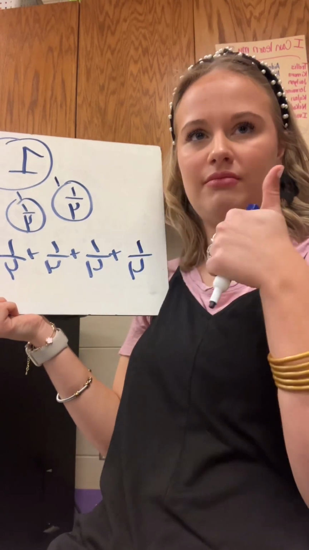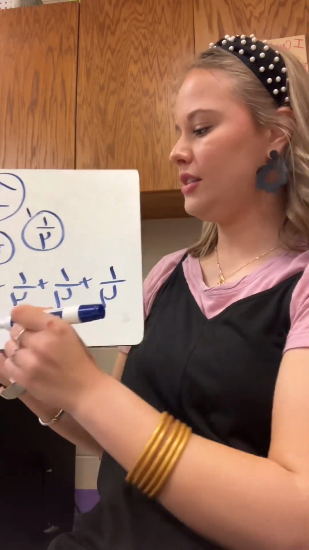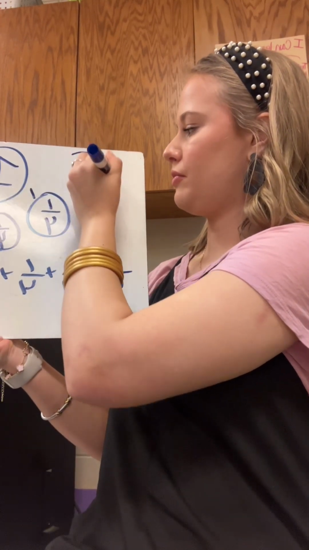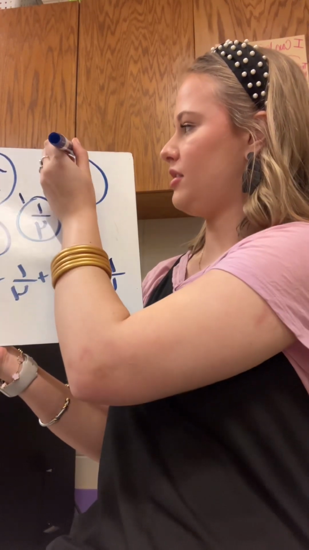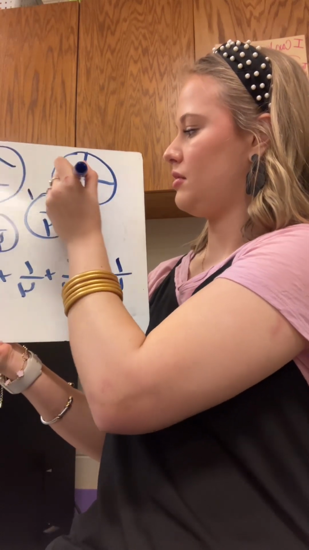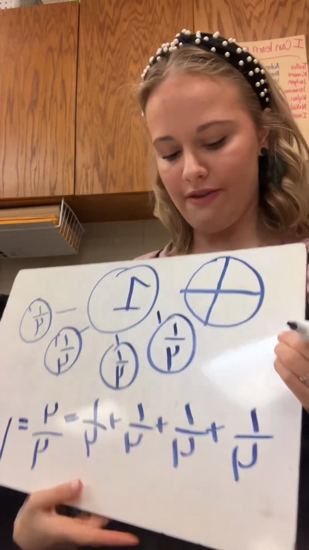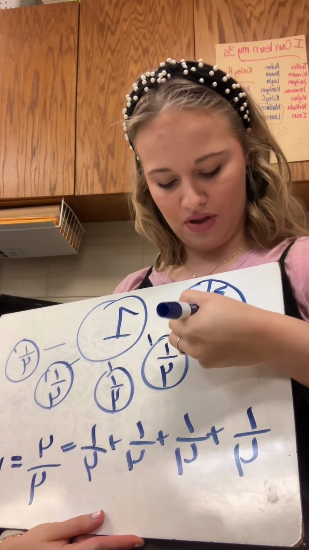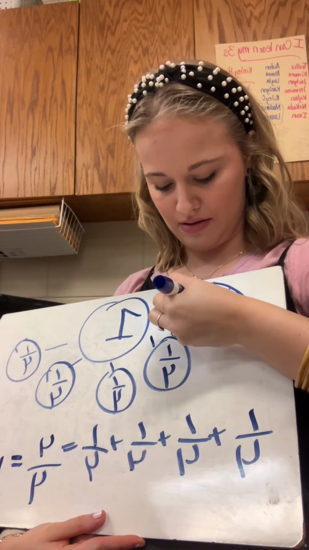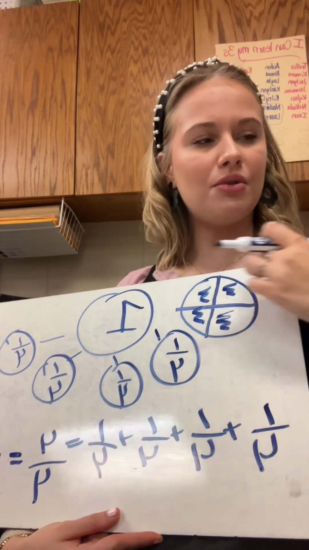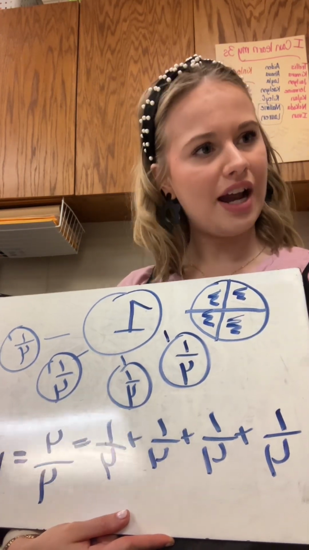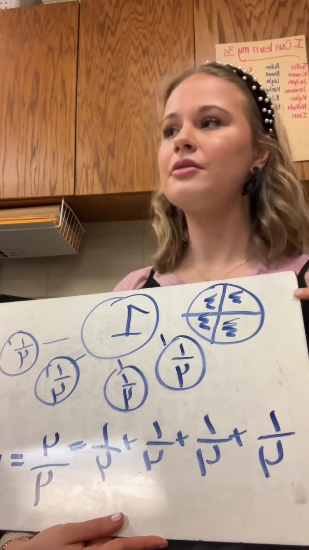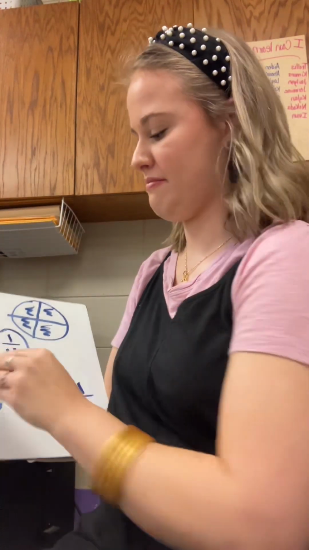Everybody done? Thumbs up. So if we have 4 fourths right here, we can think about it as a fraction. So we have 4 equal parts in this circle, right? So if all 4 of those parts are shaded, it's 4 fourths. It would equal the whole circle, right? So that would make it one whole.